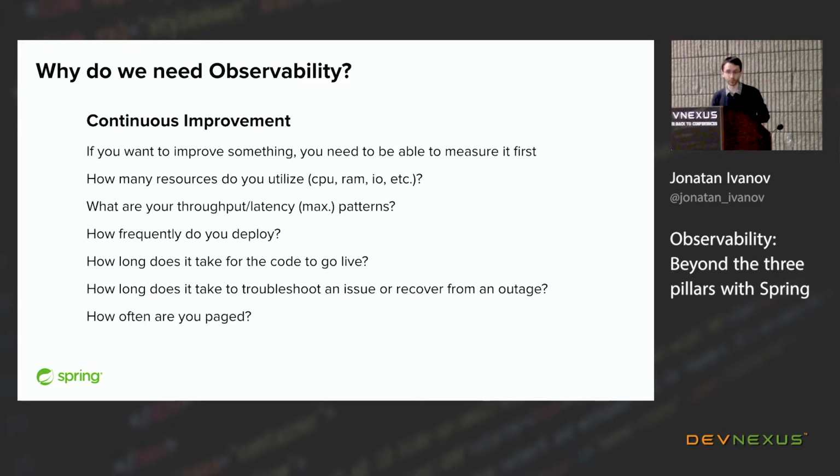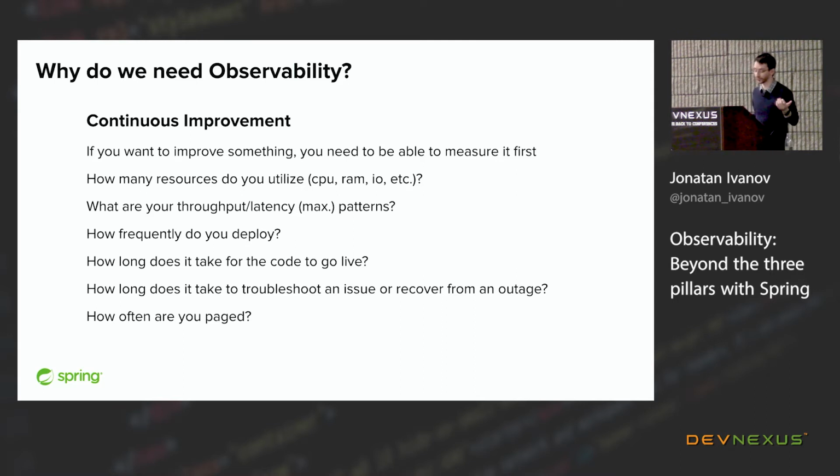Also, if you want to improve something, it's usually a good idea to measure it first. The most common things that you can measure and improve, usually people are going with resource utilization: CPU, memory, I/O. You can easily measure these, and not so easily, but sometimes you can improve those. Also throughput, latency. But there are other things as well that you can look at after these.